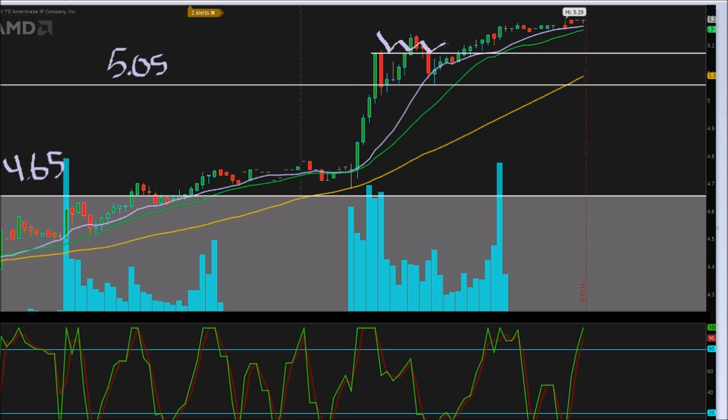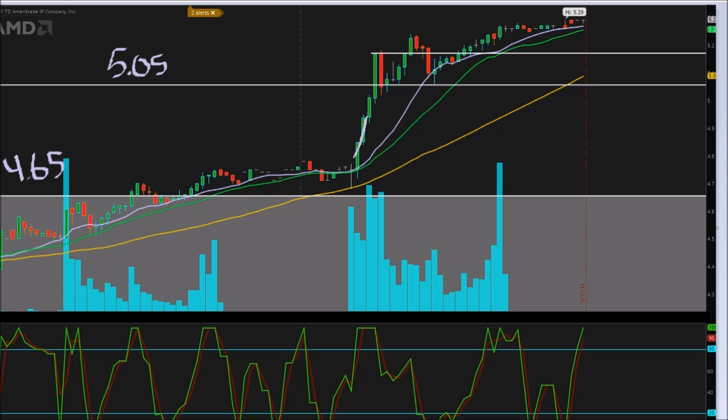Now this little line here, that's not official resistance or support, that's just an intraday pivot point that I made when I was day trading it on Friday. So this is almost irrelevant. It's just a very short intraday pivot point I was using to scale in and out of my day trading positions on Friday. So you don't really need to pay attention to that so much.